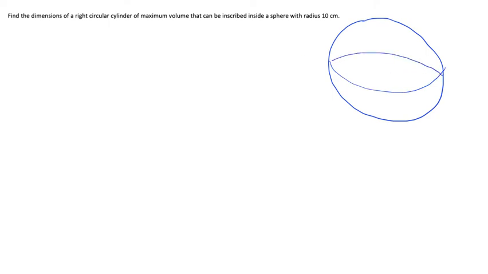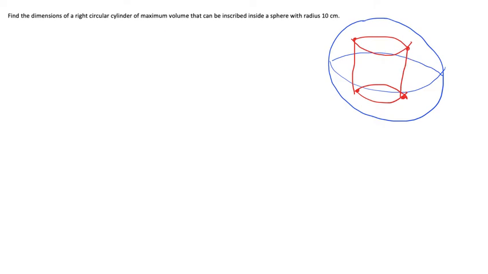And what we're going to do is inscribe. Inscribe means that there's going to be a cylinder inside the sphere. And of course, the corners touch the sphere, so these corners are touching the sphere. We want to find the dimensions of this cylinder, that is, the largest cylinder we can inscribe in this sphere with a radius of 10.